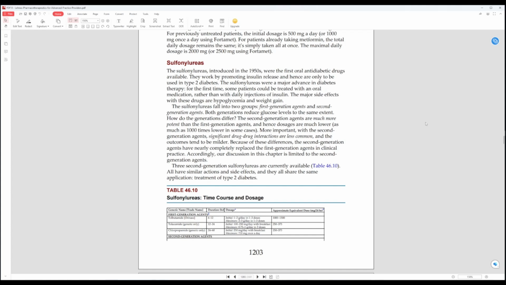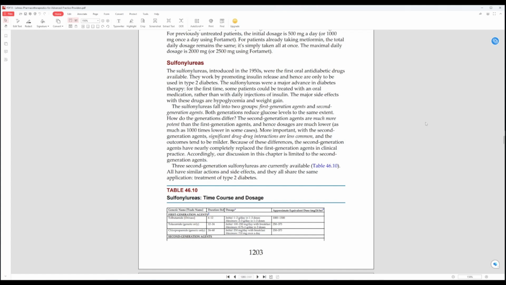The major side effects with these drugs were hypoglycemia, however, and weight gain. The sulfonylureas fall into two groups, first-generation and second-generation agents. Both generations, however, reduce glucose levels to the same extent. So how do they differ?